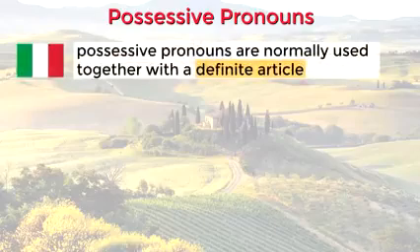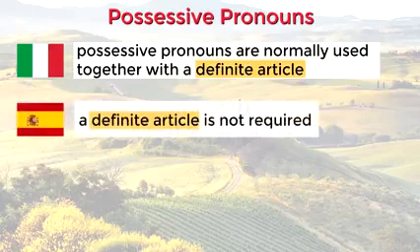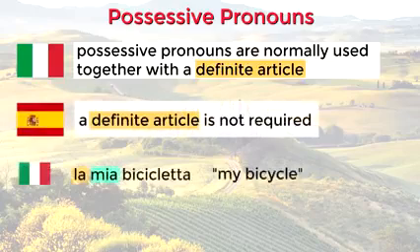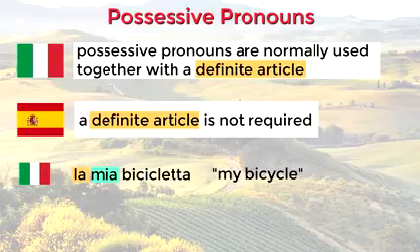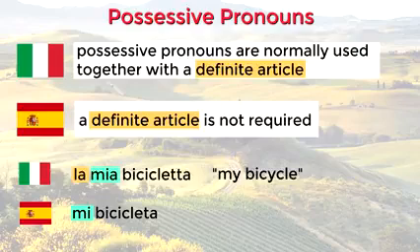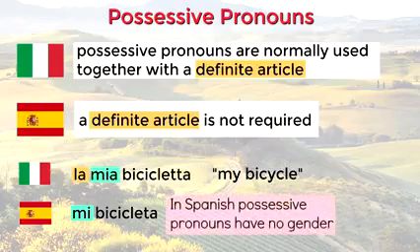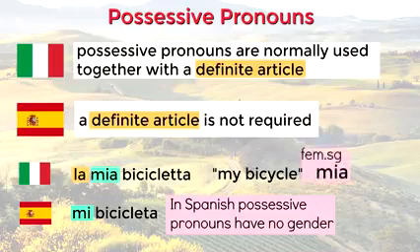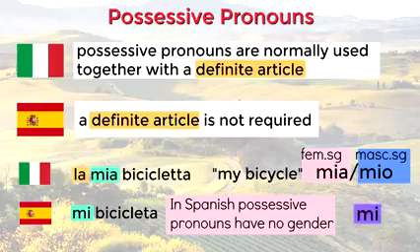Possessive pronouns. The way possessive pronouns are used is also a little bit different. In Italian, possessive pronouns are normally used together with a definite article, except when we talk about family members. But in Spanish, the definite article is not required. So in Italian, you have la mia bicicletta, and in Spanish, you have mi bicicleta. So notice in Spanish, there's no definite article la. Another difference to notice here is that in Spanish, there is no distinction between masculine and feminine possessive pronouns. In Italian, there's mia for feminine singular and mio for masculine singular, but in Spanish, there's just mi for both.